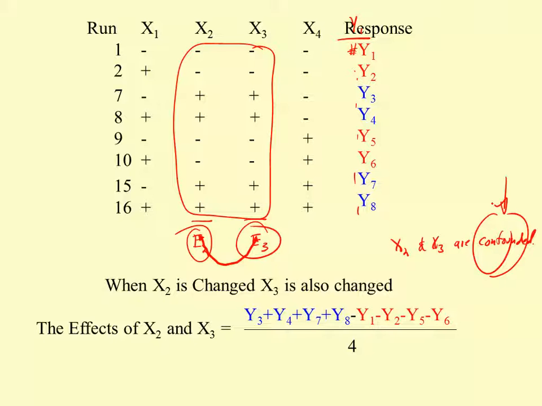Now let's just think of the things that we're going to calculate. We're going to calculate main effects. We're going to calculate 2-way interactions. And then we're going to calculate 3-way, 4-way. I'll call them higher order interactions.